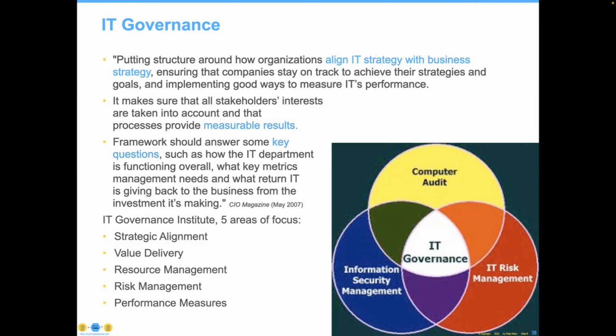And just focusing in on some key questions, not everything, but some specific areas. There are 5 that are recommended here: alignment, value, resource management, risk management, and then specific performance measures. And I show you this because I think you have a good idea now of what is corporate governance, what is IT governance. Now here are 7 definitions for data governance, and they're all good.